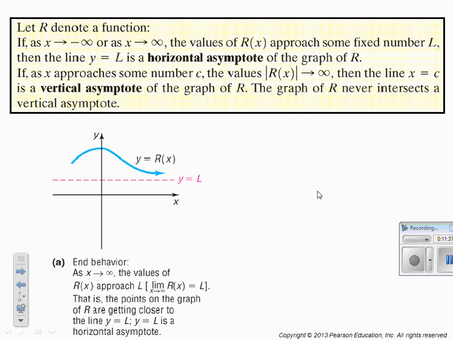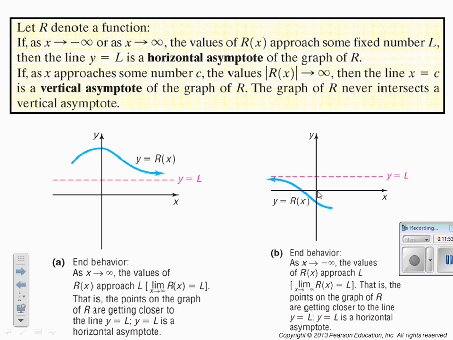So for end behavior, as x approaches infinity, the values of R of x approach L. The points on the graph of R are getting closer to the line y equals L, and y equals L is a horizontal asymptote. Or as x approaches negative infinity, the values of R of x approach L. That is, the points on the graph of R are getting closer to the line y equals L, and y equals L is a horizontal asymptote. So you can do this both ways, either left or right.